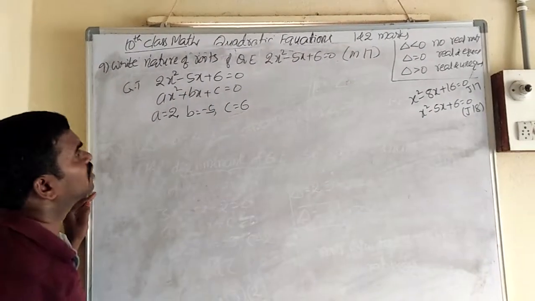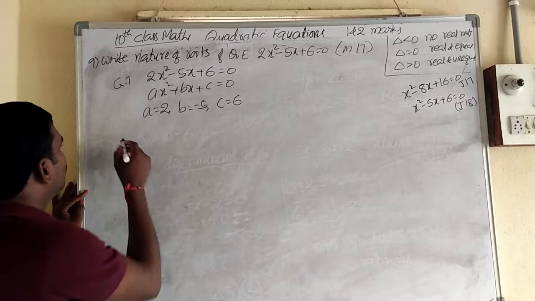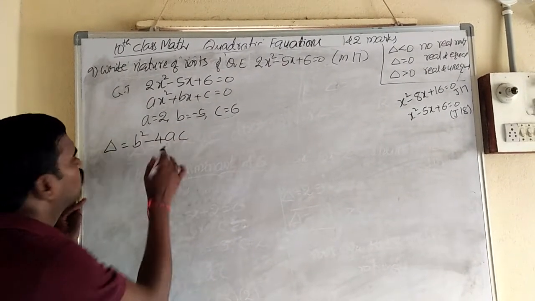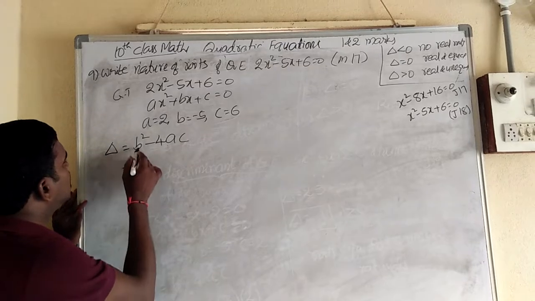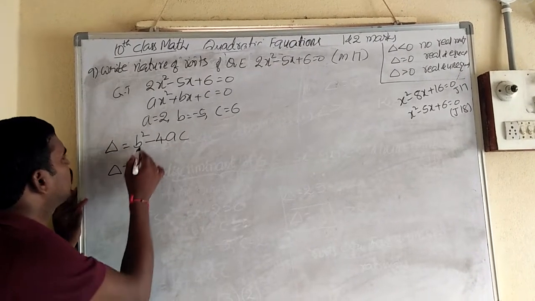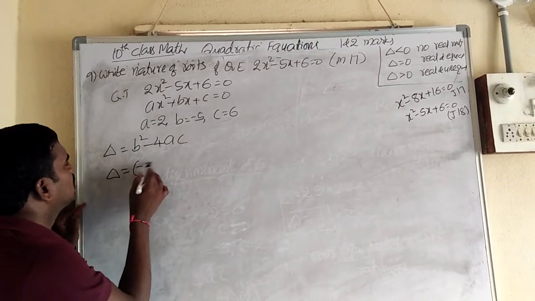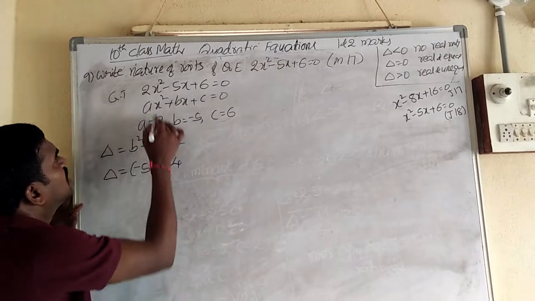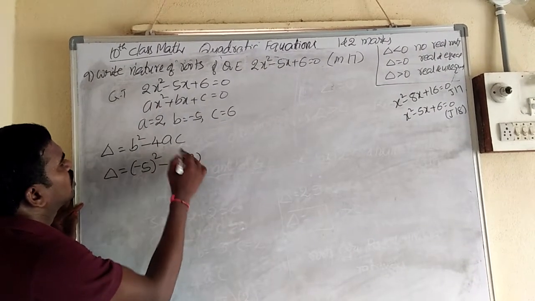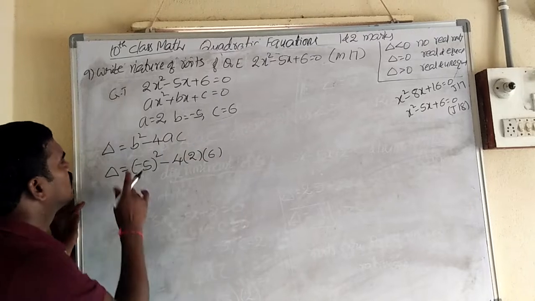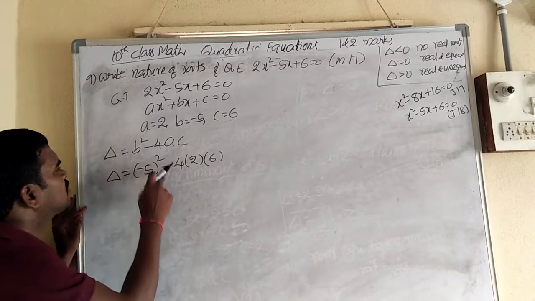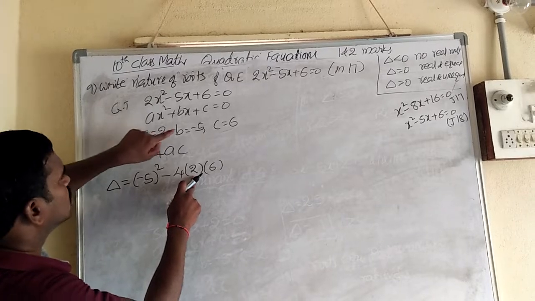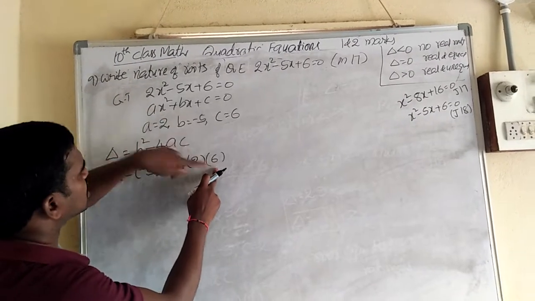It asks for the nature of the roots. To say about the nature of the roots, we should find the discriminant delta. Discriminant delta is b square minus 4ac. What is b? Minus 5, so minus 5 whole square. Next minus 4 into a, which is 2, next c, which is 6.